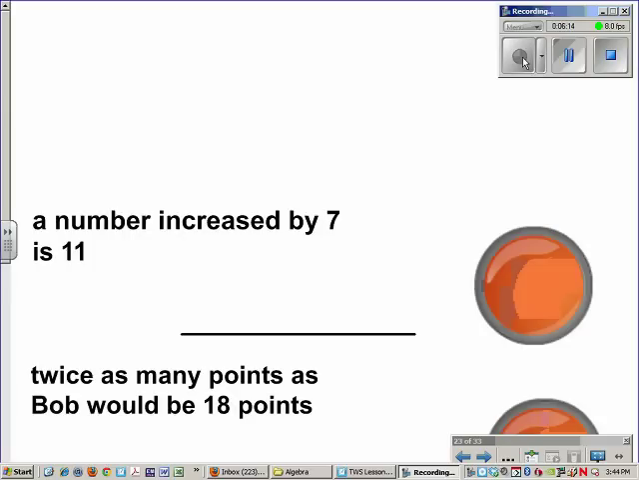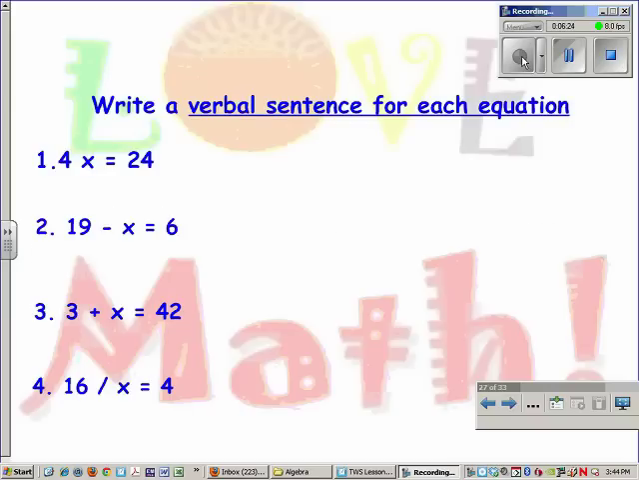And once again, we have 2 more equations for you to write. So read these word phrases and write your equations. And for this one, I want you to look at each equation and write a verbal sentence, a written sentence that matches the equation.